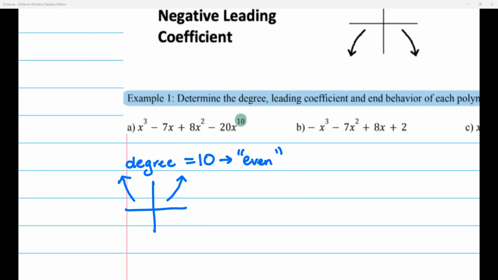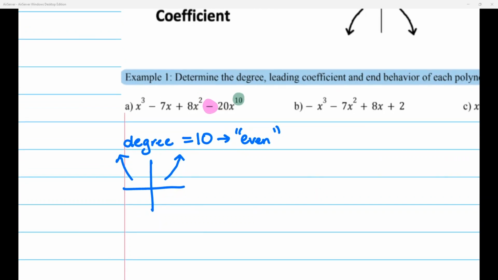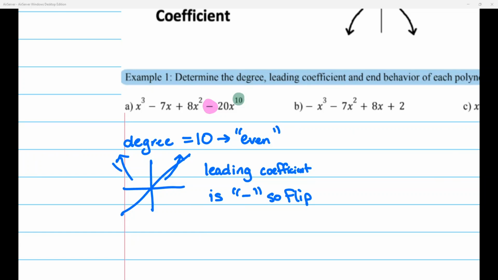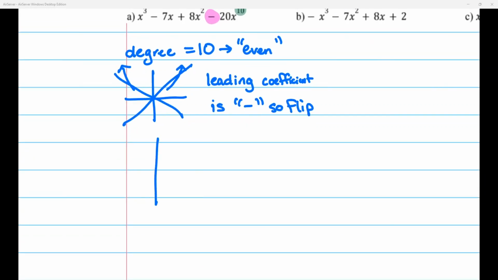And I want you to notice that this leading coefficient is negative. So because the leading coefficient is negative, I'm going to write the first one, and then after that, I'm going to change it, okay? The leading coefficient is negative, so I need to flip my graph. Instead of it pointing both up, now these are both going to point down.